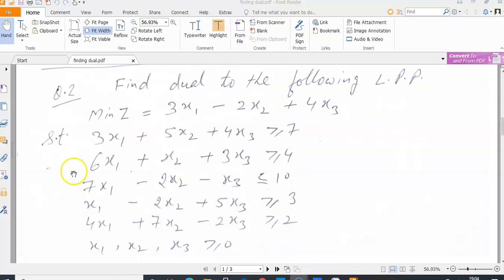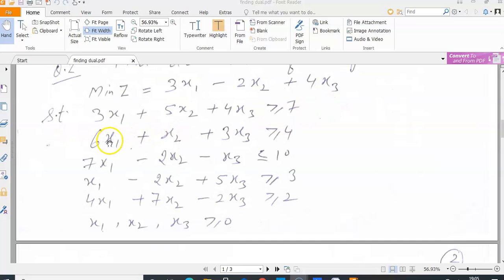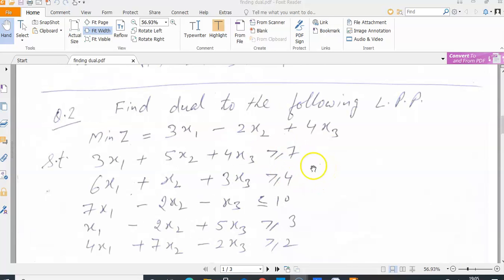Find the dual of the following LPP. Minimize z equals 3x1 minus 2x2 plus 4x3, subject to these 5 constraints. Out of these 5, only one is of less than or equal to type and all others are greater than or equal to type. What is the requirement? If the objective function is of minimization type, all the constraints should be of greater than or equal to type. So this one is not.